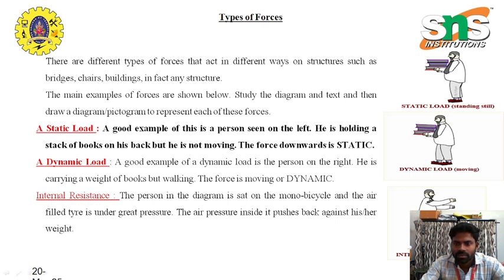And finally we have internal resistance, which could cause the system to go into dynamics. See here, internal resistance: the person in the diagram is sitting on a mono bicycle, and the air-filled tire is under great pressure. The air pressure inside it pushes back against his weight. So this is the internal resistance.